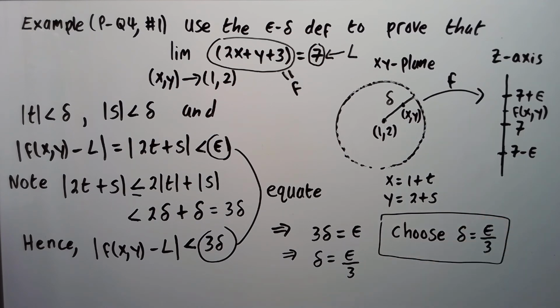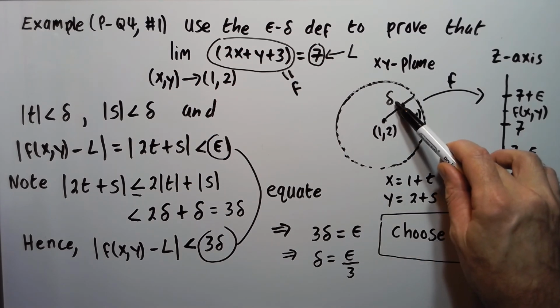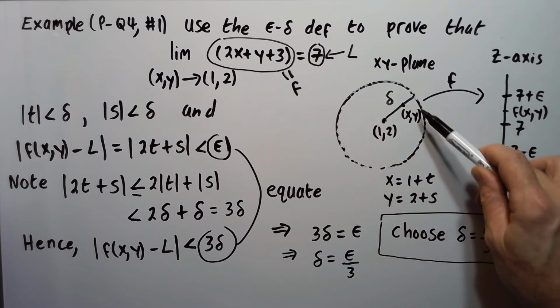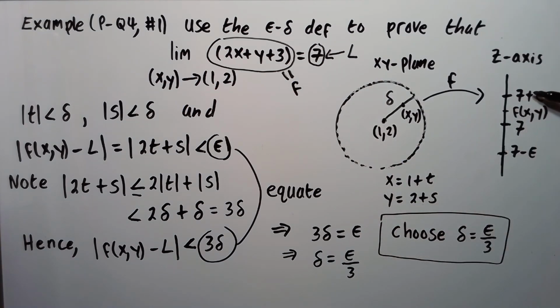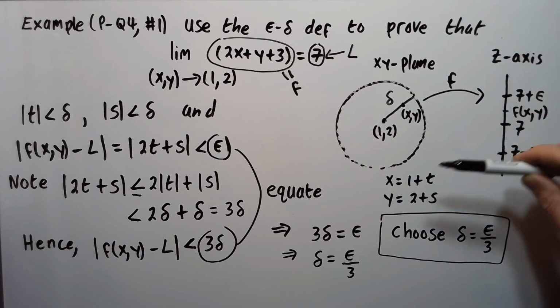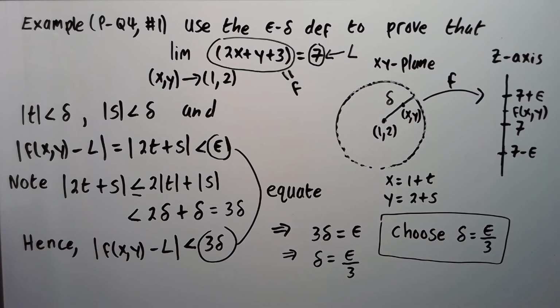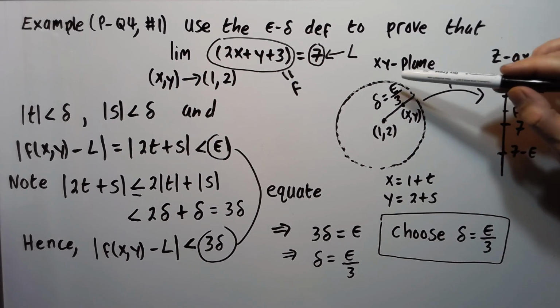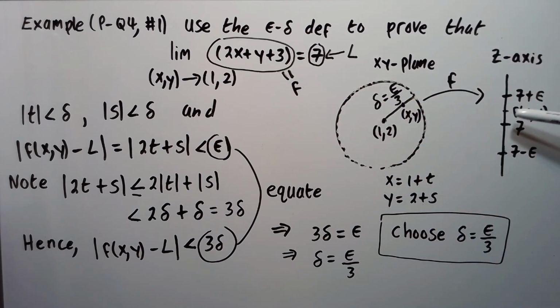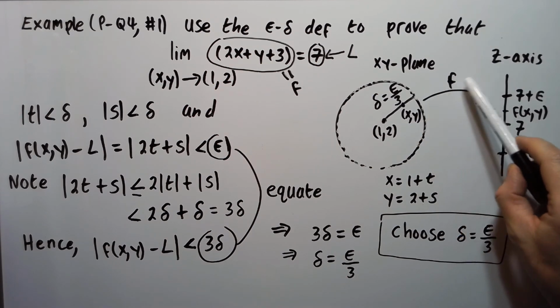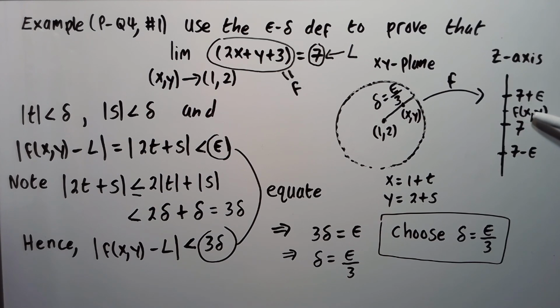So pretty much we've shown that if we choose the radius of this circle to be epsilon over 3, then everything in the circle will map in between 7 minus epsilon and 7 plus epsilon. Let me just draw that radius in there. If I put my delta to equal epsilon over 3, again, everything in the circle would be mapped into 7 minus epsilon, 7 plus epsilon. So if I pick, say, this (x,y) here and map it under f, it would go to somewhere in here.